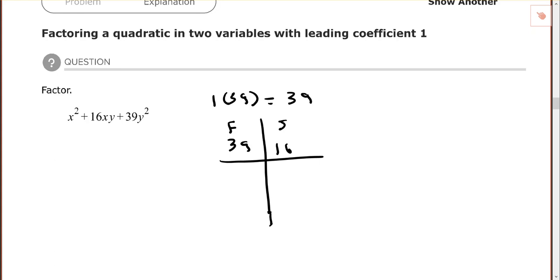Okay, so we know 1 and 39 won't work. We know 2 won't go into 39, but 3 will go into 39. 39 divided by 3 is 13. If I add those up, that gives me 16. So those are the factors that I need.